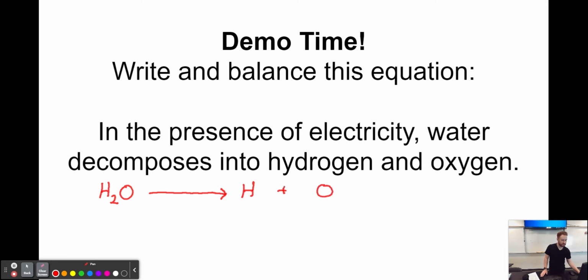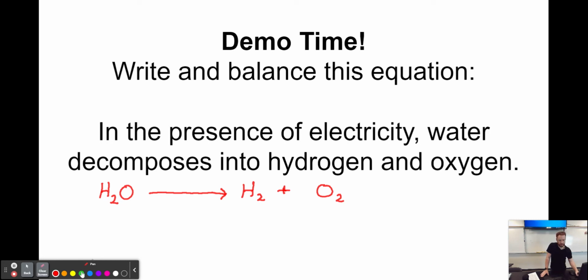Now, since those are elements by themselves, we need to go through the diatomic list again. I have no bright or clever friends. Hydrogen and oxygen are both diatomic elements, so they're not going to be by themselves. They're always going to have a 2 after them when they're alone, only when they're alone.